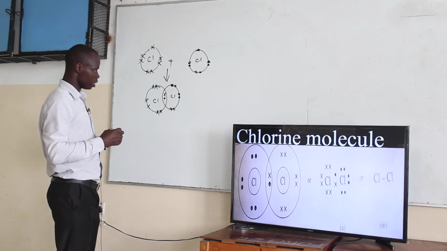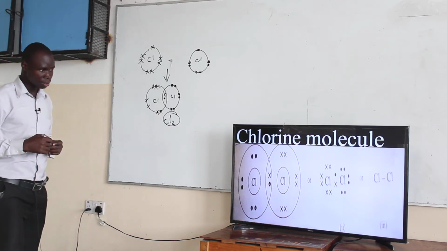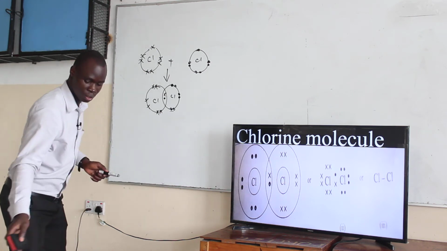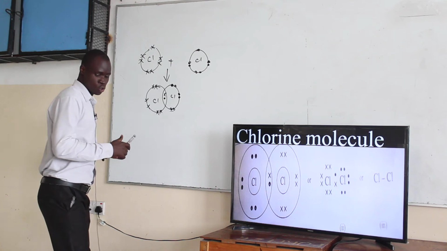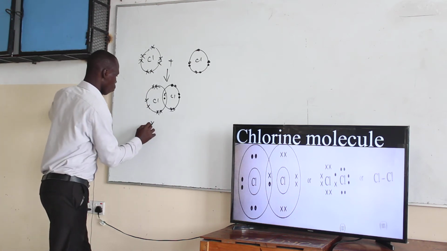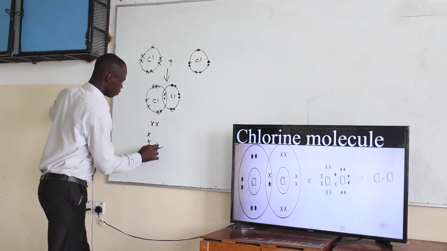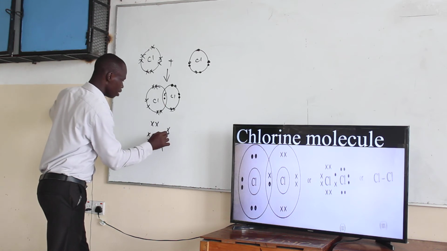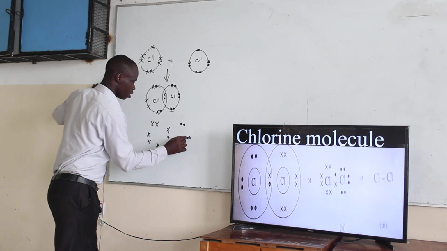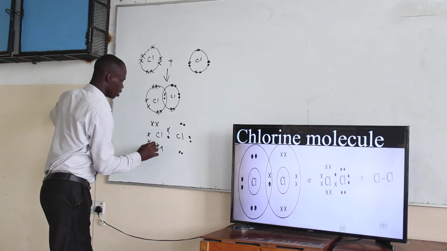Now, this becomes a chlorine gas. Chlorine gas. Another way we can represent this, we can just use these ones. 1, 2, 3, 4, 5, 6. Then the shared one will be in the middle. Then we start 1, 2, 3, 4, 5, 6. Then we have chlorine here, we have chlorine here.